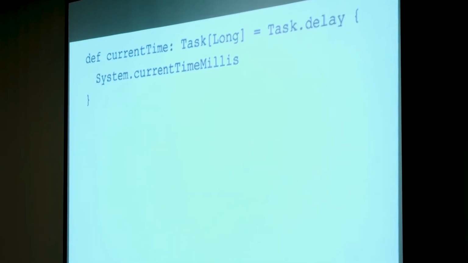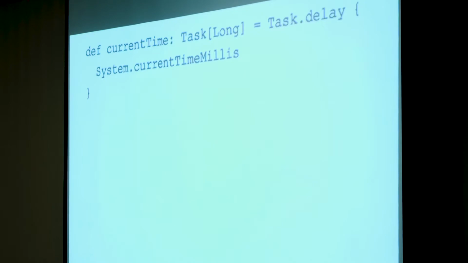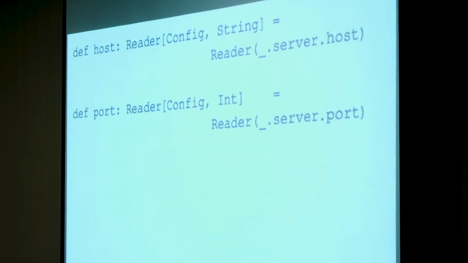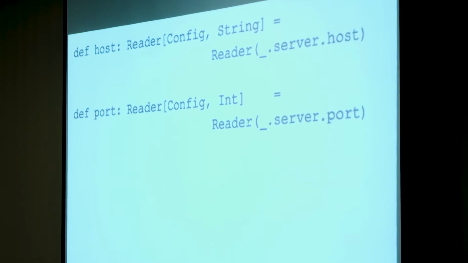Now, system current time millis is effectful, so we close it over Monix Task over here, a pretty straightforward method. There are host and port methods which will give you the host and port from the configuration, and they are closed over the Reader monad. So that is pretty straightforward as well. There's a method create user.